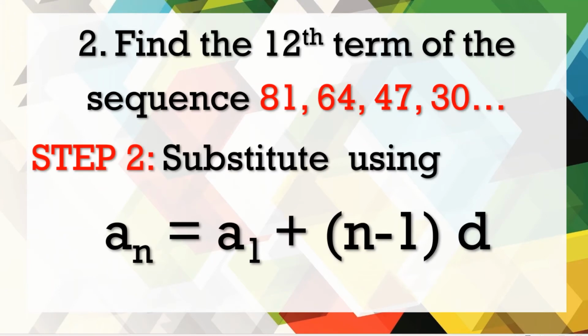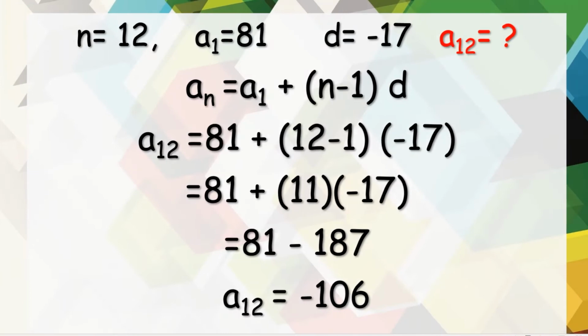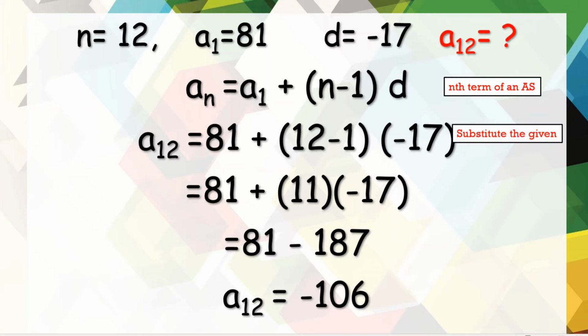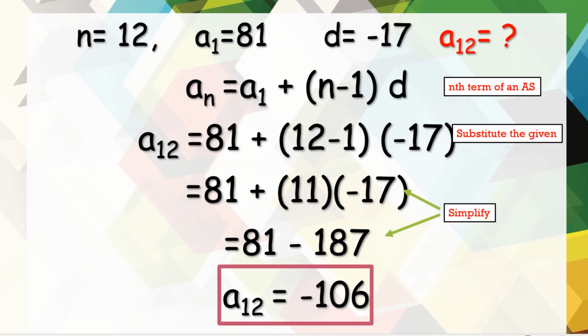Step 2. Substitute using a sub n equals a sub 1 plus n minus 1 times d. We are looking for the 12th term. By substitution, we have a sub 12 equals 81 plus the quantity of 12 minus 1 multiplied by -17, which is the common difference. Simplifying it, we have 12 minus 1 equals 11 multiplied by -17, we have -187. 81 minus 187 equals -106.